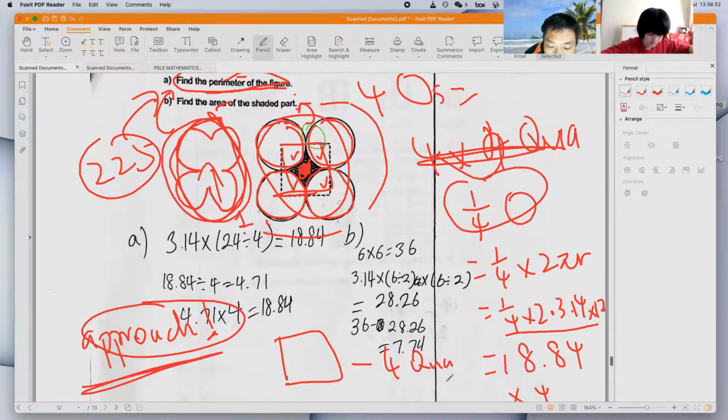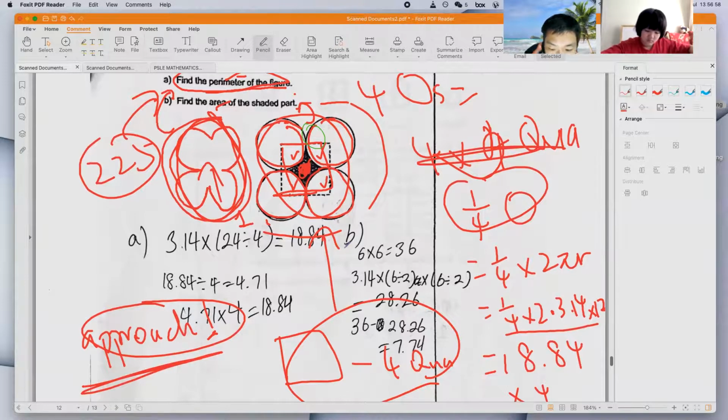Then you get the area already. So this is the approach to find part B, which I don't need to tell you already. This is 24. This is 24. Side 24. So yeah, very simple.